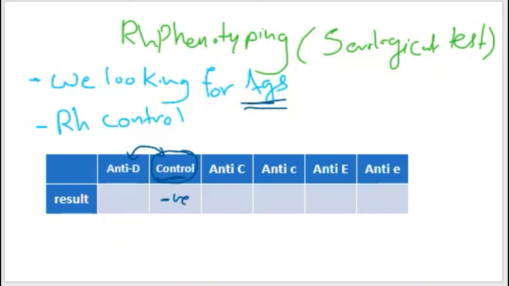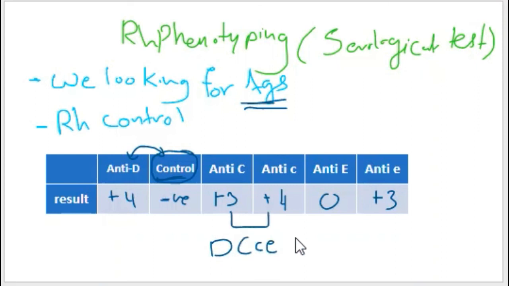So let's have this example together. If we type a patient, let's give, for example, +4, and here +3, +4, here 0, and here +3. So the phenotype of this patient is D, big C, little c, and small e. So this is the result. A very important point here: big C and little c are antithetical antigens. At least one of them must be present. And big E and little e are antithetical, so again, at least one of them must be present. So the phenotype of this donor or patient is that.